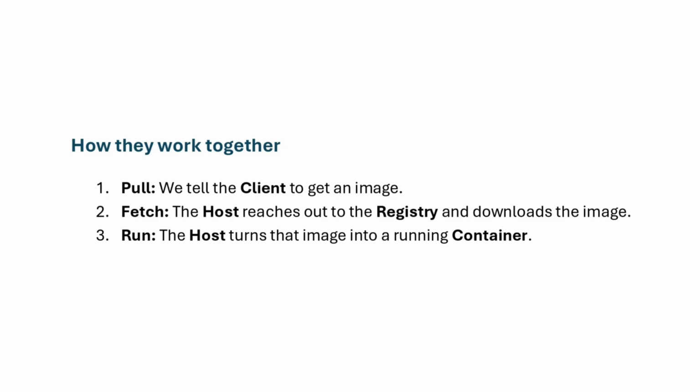How they work together. Pull. We tell the client to get an image. Fetch. The host reaches out to the registry and downloads the image. Run. The host turns that image into a running container. So we tell the Docker client to get an image in the terminal or the CLI. That Docker client translates those commands into the API that is understood by the Docker daemon, which reaches out to the registry and downloads that image. Later, the host turns that image into a running container.